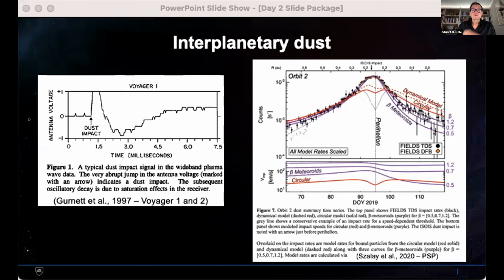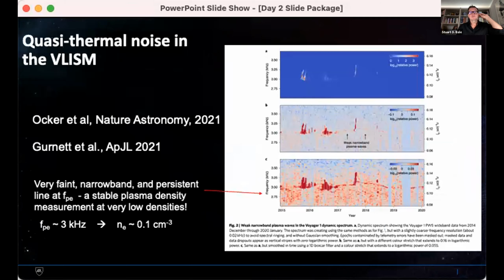Okay, the next slide moves on to the quasi-thermal noise business. This is where I want to put a little bit of emphasis now, because it really drives the considerations of the antenna geometry that we need for the mission. This is the figure from the paper by Stella Acker, published in Nature Astronomy this year. We have Stella talking later in the week too, so we'll hear more about this.